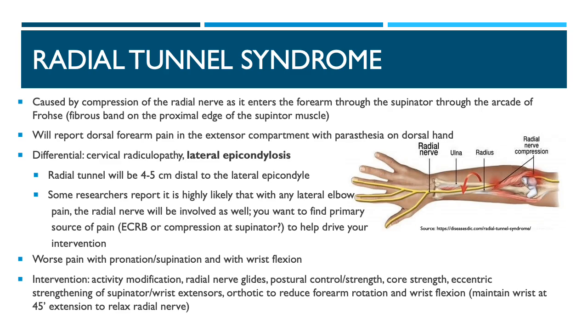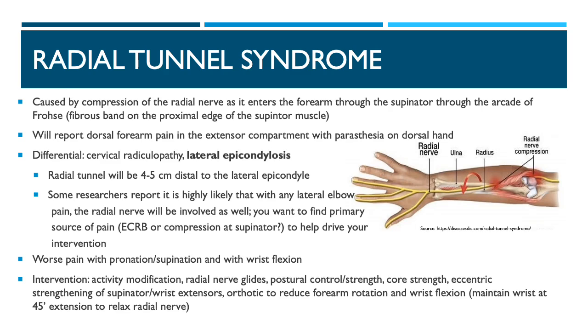If your patient has radial tunnel syndrome, just like all the other nerve compressions, activity modification is big. So you want to find out what they are doing that's causing this and how we can do that a different way. Make sure you're doing your radial nerve glides and getting that neurodynamic mobility returned. Postural control and strengthening again, core strength. Eccentric strengthening can be helpful if the supinator is really irritable and that's the main cause of it. And for your wrist extensors too, that can be helpful. And then an orthotic to reduce forearm rotation and wrist flexion.